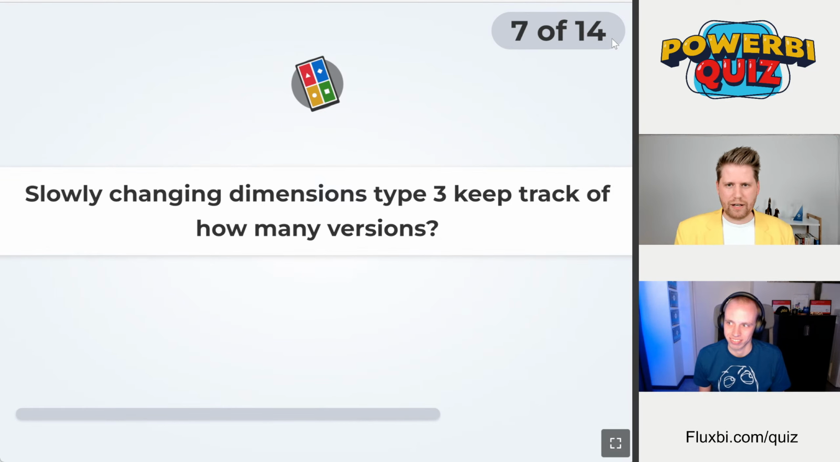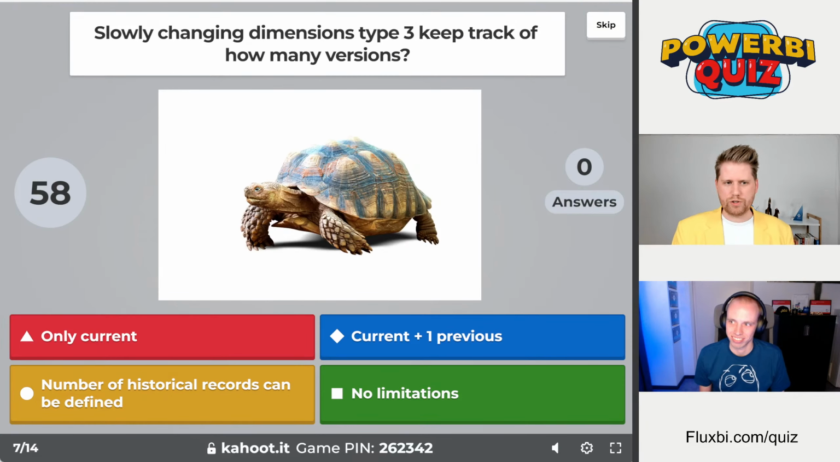Right. Cool. Cool. So Nicola took the lead, and we have Ozzy entering the scoreboard, and we are ready to move on to the next question.